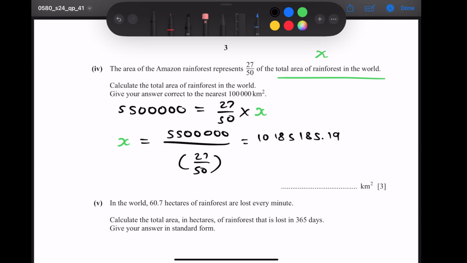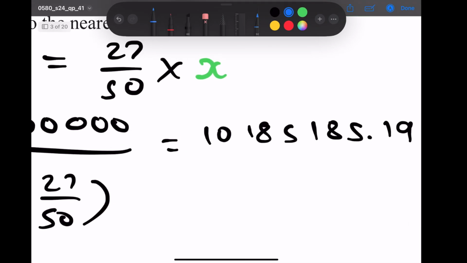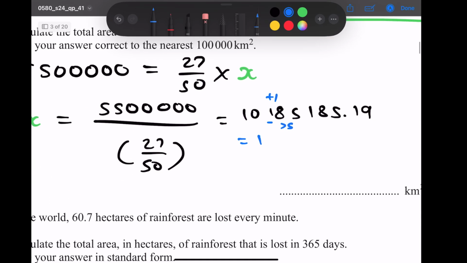But the question asks you to round it to the nearest 100,000 kilometers. So you check the 100,000 place, which is equal to 1. Then you check the digit that's to the right of it, 8. Since 8 is bigger than 5, this means that you add 1 to the 100,000 digit and convert all the digits to the right of it to zeros. So this would be equal to 10,200,000. And this in turn would become our final answer over here.